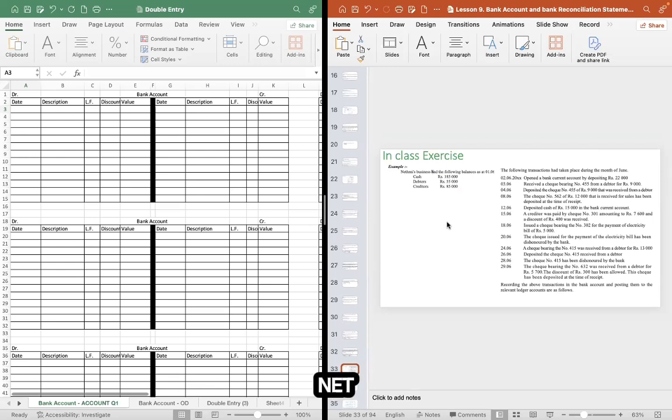NetMe's business had the following balances as at June 1st. Cash balance 1,85,000, debtors 55,000, creditors 85,000. The following transactions had taken place during the month of June. I will not say the date, I will straight away look at the transactions itself.